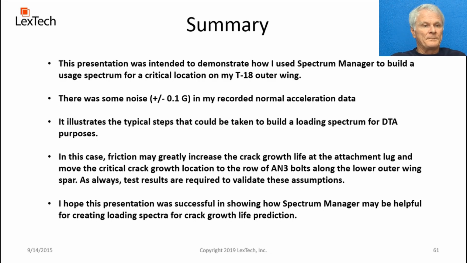And as I said, we have friction, and a lot of times we don't account for it. In this case, there was a tremendous amount of friction that I could take advantage of here. Now, as I said, this would move the critical location, if true, to the row of 6 AN3 bolts along the upper spar from that fitting. But to be sure, you would always have to run a test. There's just no way to be sure without validating this.